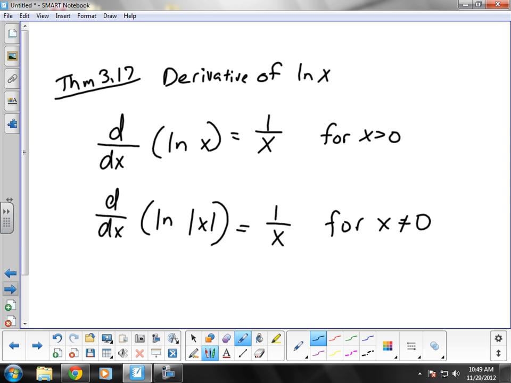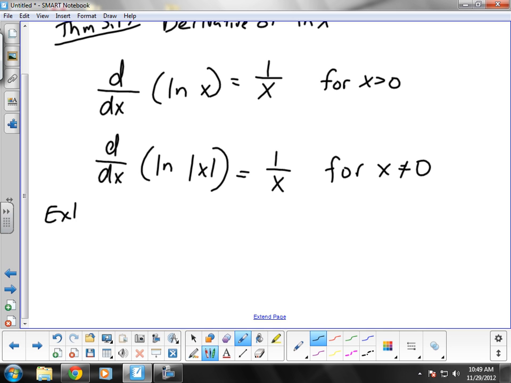So there's my theorem. Now let's talk about how to use that. If I have y equal to the ln of 4x, this is a chain rule. I want you to notice it's a chain rule because I have more than just an x as the argument. So I'm going to take the derivative of the ln part, which is 1 over the argument, just like it appears.